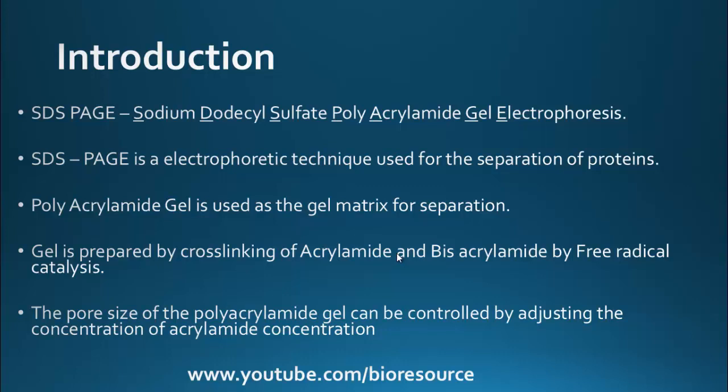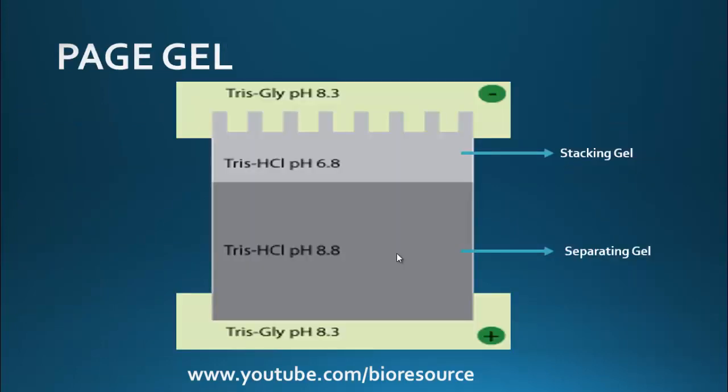The pore size of the polyacrylamide gel can be controlled by adjusting the acrylamide concentration. So based on the concentration used, the pore size can be varied. The polyacrylamide gel electrophoresis system consists of two types of gel. One is the stacking gel and the other is the separating gel or the resolving gel.